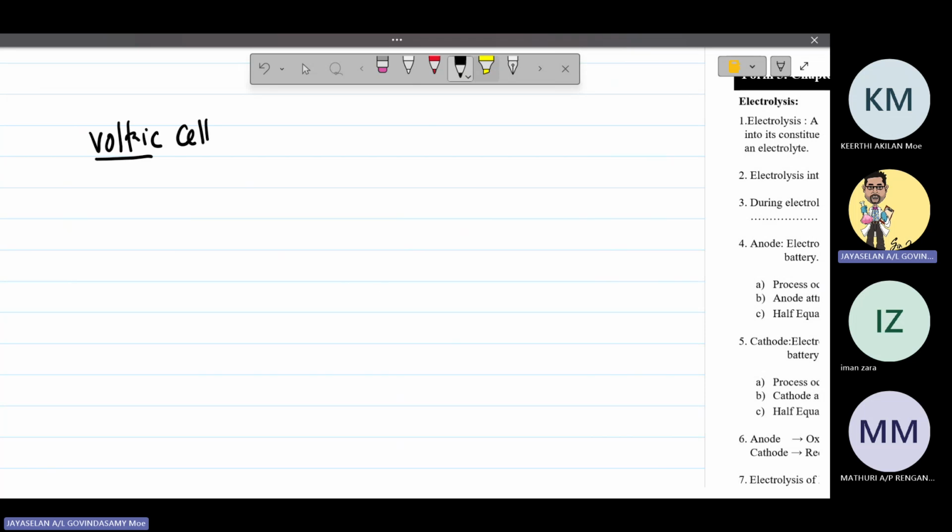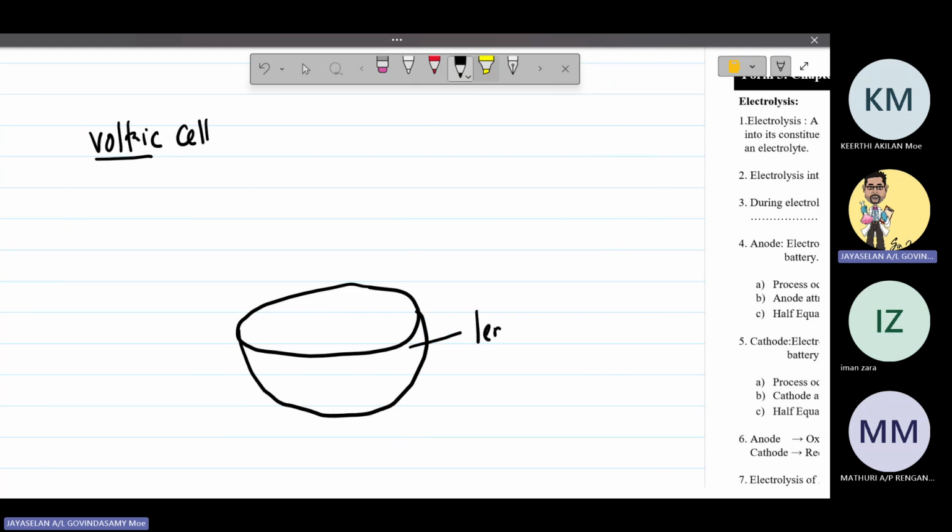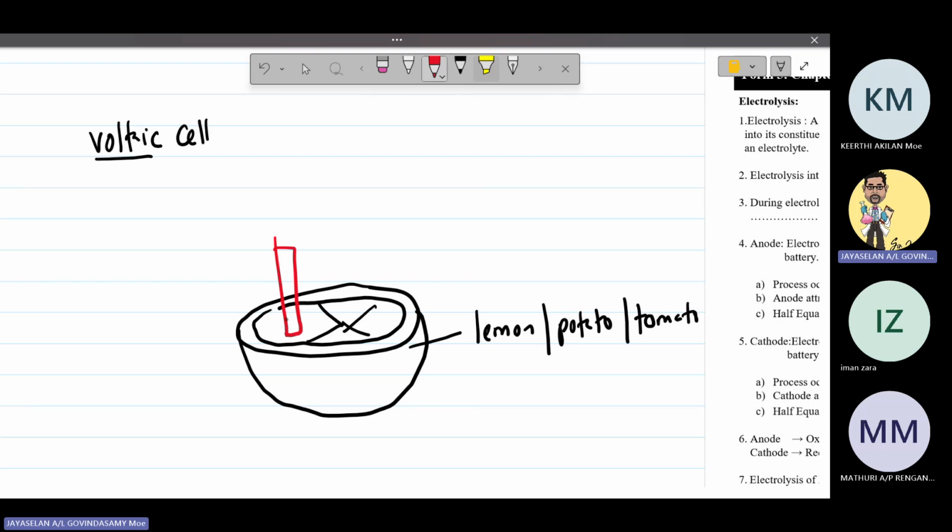Okay, they give you what? They give you lemon, or they give you potato, or they give you tomato. Any one of them. Here is lemon. They insert one electrode rod, and this electrode is zinc. Here they insert one more electrode rod, and this is copper.